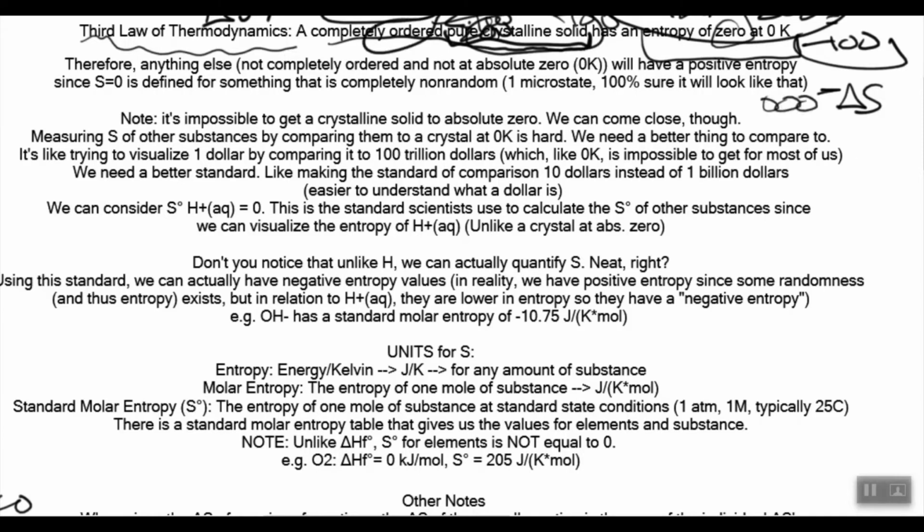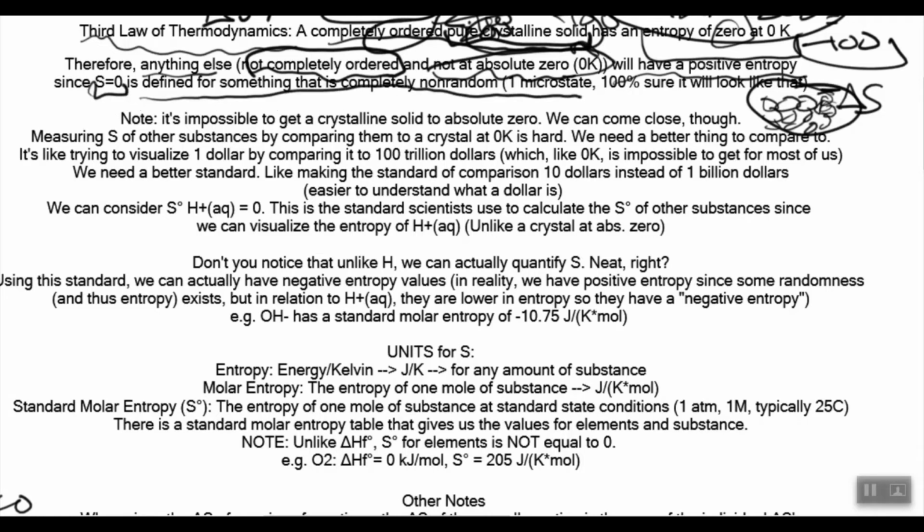It's going to have literally one microstate because it can't really move around. It has only one possible way of being itself. Therefore, anything else that's not completely ordered like the crystalline solid, or not at absolute 0, like that crystalline solid that we theoretically made up, will have a positive entropy. Since S equals 0 is defined for something that is completely non-random, and in this case, this pure crystalline solid is completely non-random, anything else will have entropy.